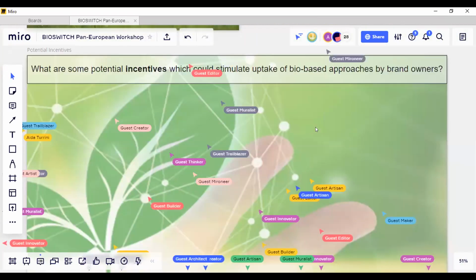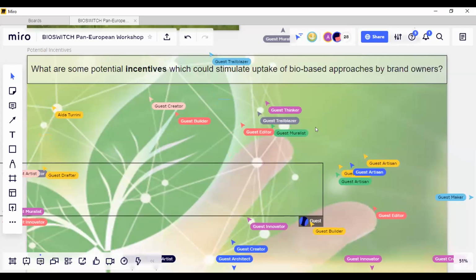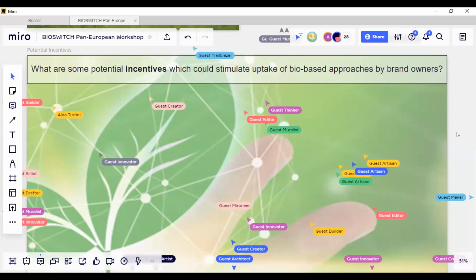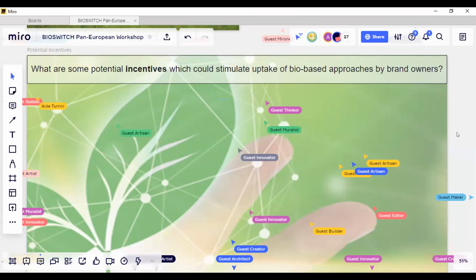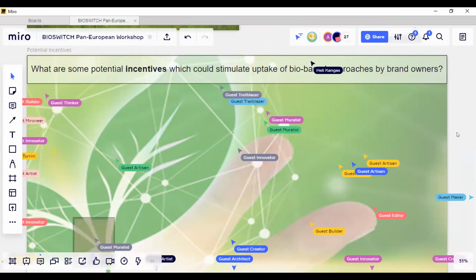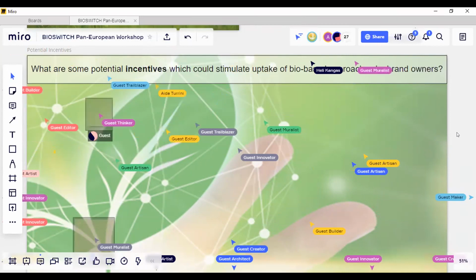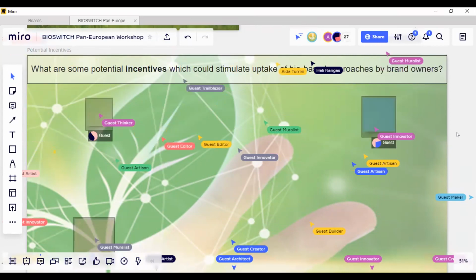Could you please provide some incentives which could stimulate uptake of bio-based approaches by brand owners? So how to motivate brand owners to switch from fossil-based to bio-based approaches. So based on those categories and solutions, could you please expand and give more detail on incentive measures you would recommend?